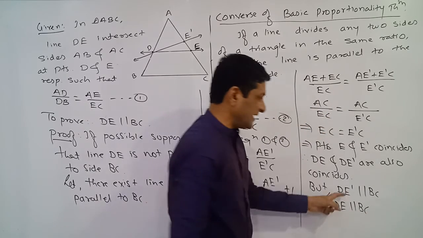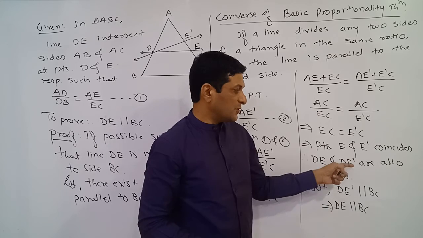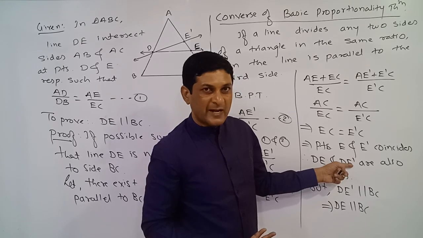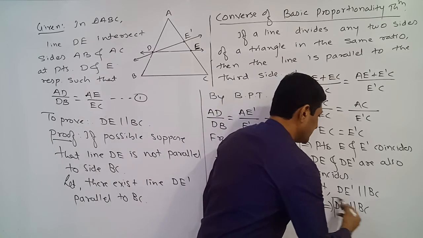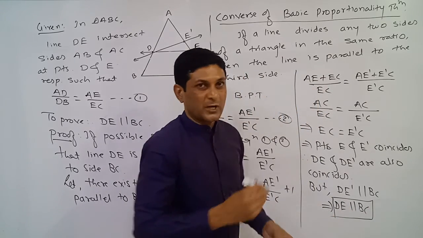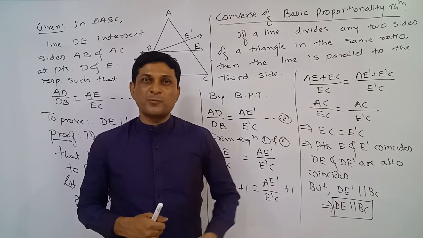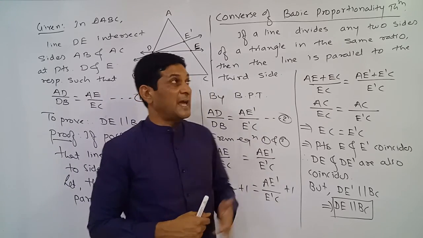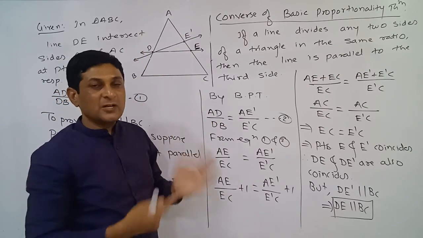You are getting it? This segment and this segment coincide with each other, meaning one and the same segment. So if DE dash is parallel to BC, we can conclude that DE is also parallel to BC. In this way, we have proved two important theorems. What is the first theorem? Basic proportionality theorem. It says that if a line is parallel to one side of a triangle, then it divides the other two sides in equal ratio.